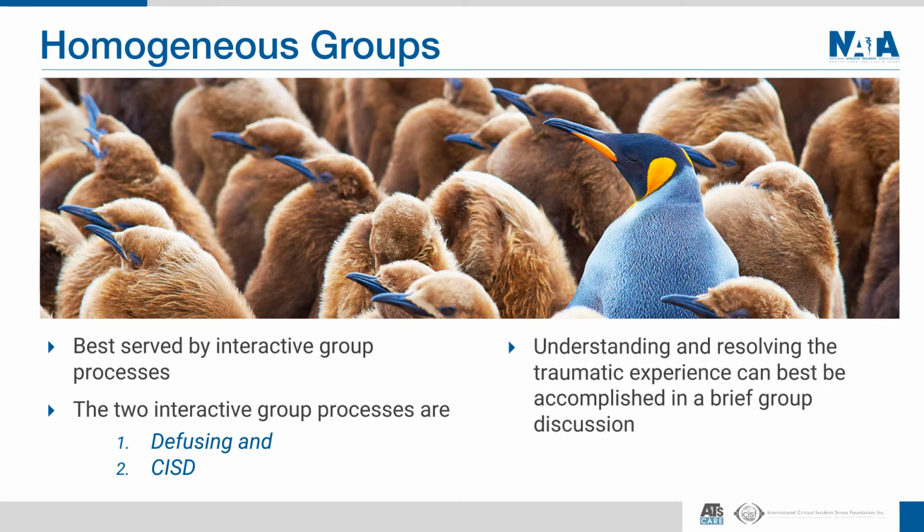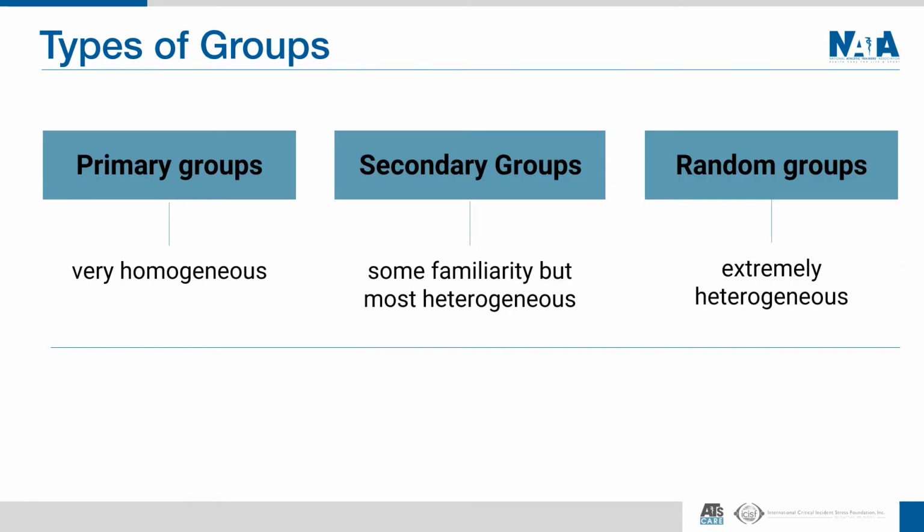We want to help people understand and resolve the traumatic experience, and this can best be accomplished using brief group discussions, because group members do tend to learn from each other because there are varieties, again, of personality types, experience levels, etc., even within a group that we would define as being homogeneous. We, as the practitioners, can better understand why we do what we do and why the models for the interventions are constructed the way they are when we understand that there are basically three types of groups.